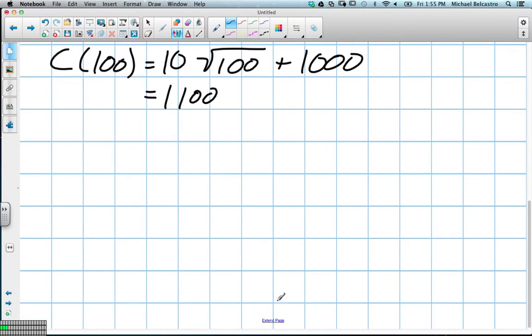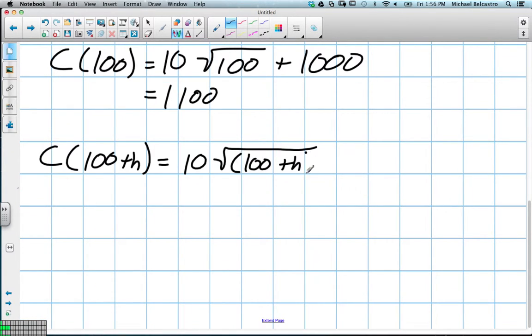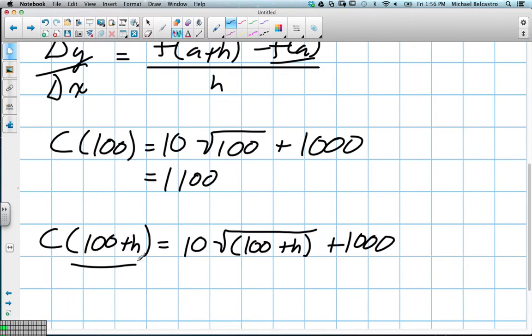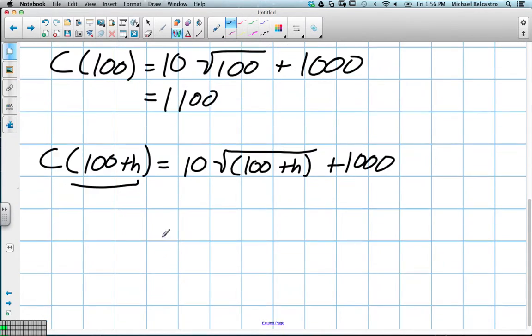The other part of our function, our cost at 100 plus h, is a little different. We have 10 root, this was the x before, right? So 10 root 100 plus h plus 1,000 here. Essentially our idea here is we're going to be taking this value and plugging it into our equation. There's not much else for us to do for this, so this is going to be this part of the function. We're going to plug it directly into our function now.